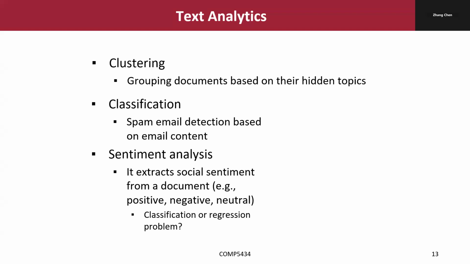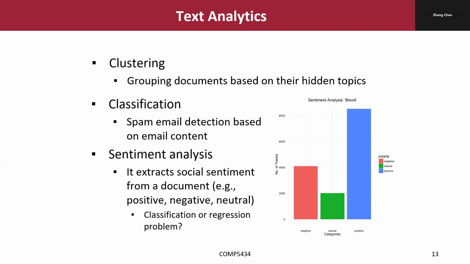Of course, if we predefine the categories like positive, negative, neutral, and each document will go to one of them, then by nature this is a classification problem. However, if you consider the opinion as a continuous value from, for example, negative one to positive one, right? So this is an example, right?